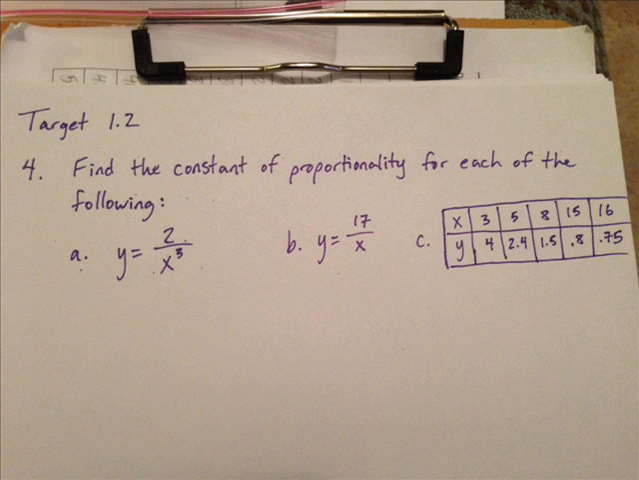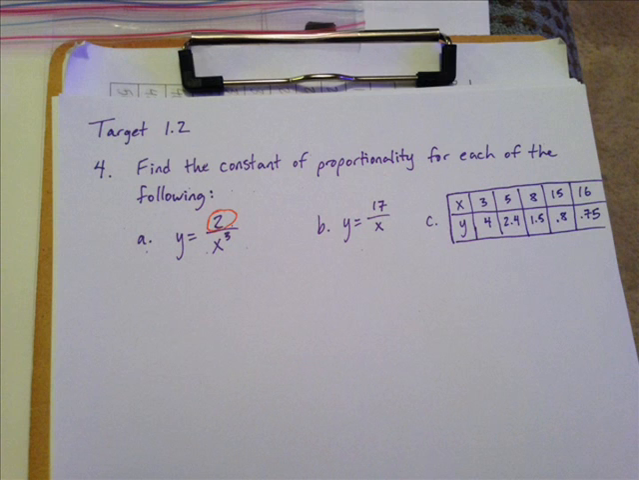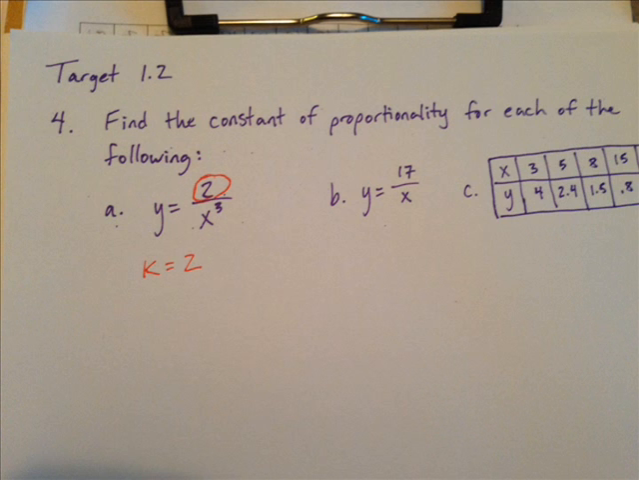It gives you the equation y equals 2 over x to the third power. Even though there's that x to the third power on the bottom, we still do this just like the last problem. To find the constant of proportionality, all you do is look at the number that is on top of the equation. So we have y equals 2 over x to the third. So that means our constant k is equal to 2. That's our constant of proportionality.